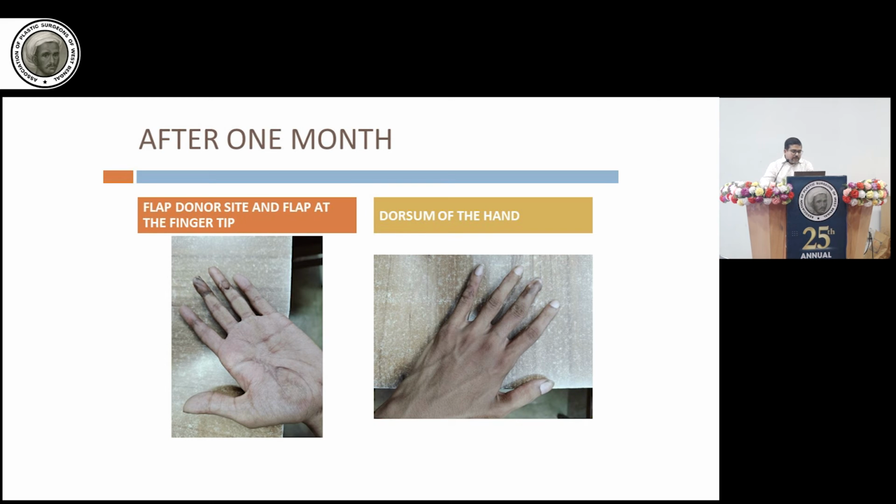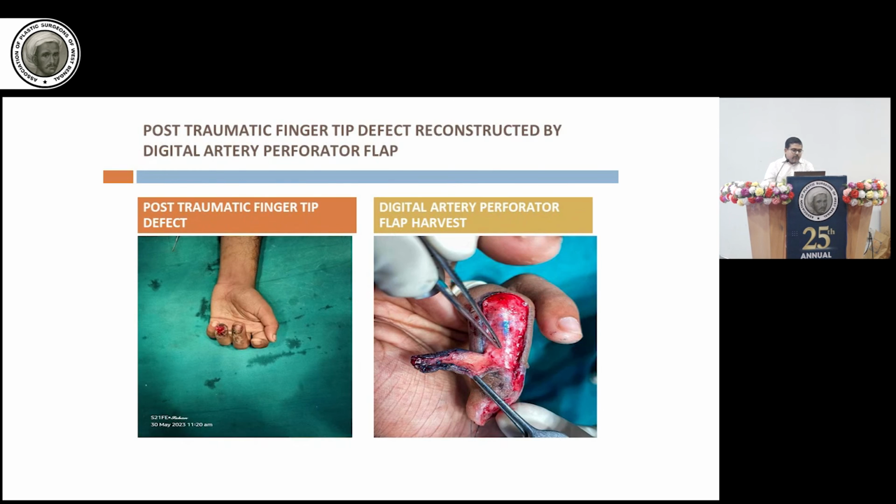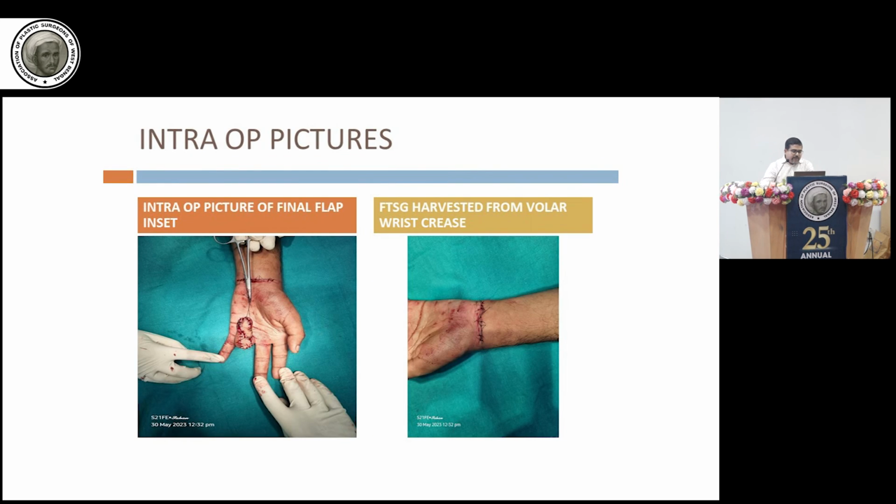Follow up after 21 days of the flap detachment and after 1 month. This is the post-traumatic fingertip defect with exposed bone, reconstructed with VY advancement flap, planning on volar side and another on dorsal side, reconstruction with VY advancement flap, and follow up at day 14. Another post-traumatic fingertip defect reconstructed with cannard flap, follow up after 21 days of flap detachment and after 1 month. And post-traumatic fingertip defect reconstructed with digital artery perforator flap.